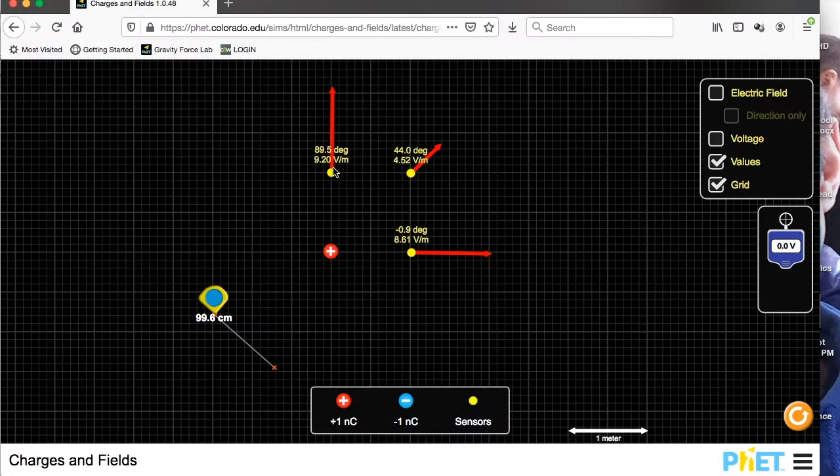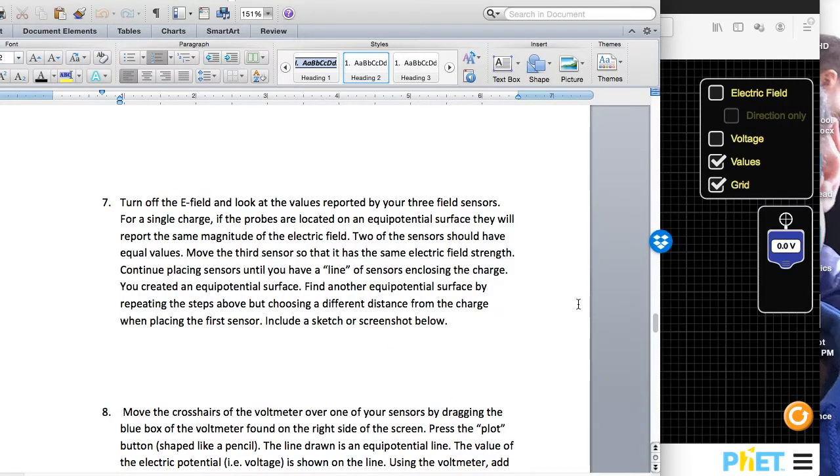Now, since those are the same distance away, they should be exactly the same. We would expect them to have the same amount of electric field at that point, and therefore the same amount of electric potential. There's a tool on here that lets us do that.